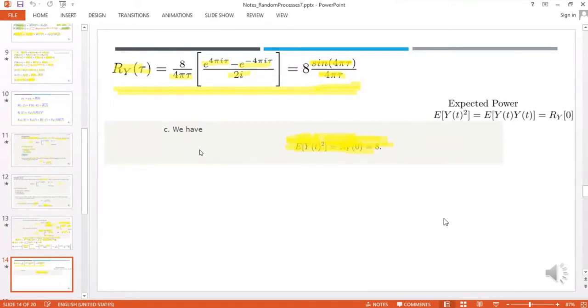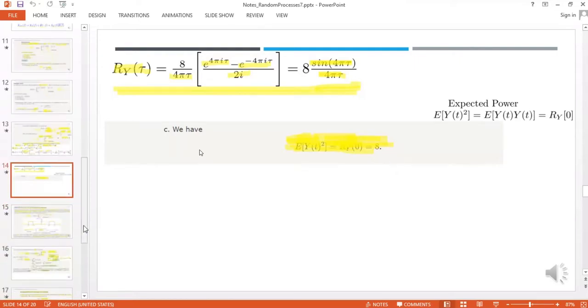Then the third result is to obtain the expected power in y. The expected power in y means you have to substitute 0 in Ry. Actually this is Ry(0), because if it is expected value of xt squared, it is Rx(0). So if you are calculating the expected power in y, it is Ry(0), and Ry(tau) is already here. To obtain Ry(0), you take the limiting case. If you take the limit tau tends to 0, this upon this will be 1. So finally you will get 8 as the output.